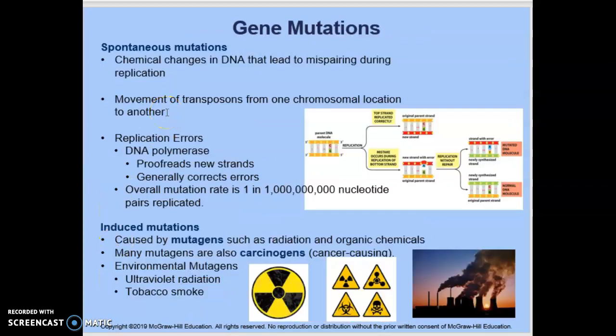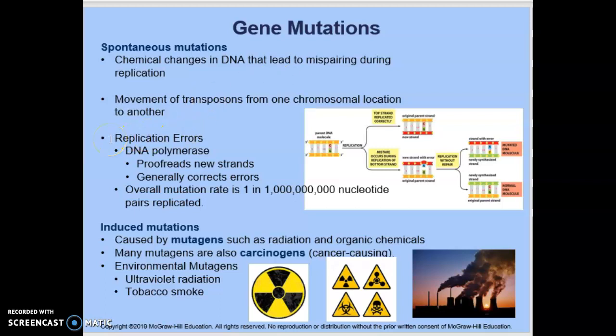Some mutations are spontaneous, like chemical changes in DNA that may lead to mispairing during the replication process, or the movement of entire pieces of DNA from one location to another on a chromosome. So this would be an entire piece just being swapped to a different place, and this may happen during either mitosis or meiosis actually, but remember in meiosis when we're talking about sex cells, you had entire pieces of DNA being swapped during the tetrads.